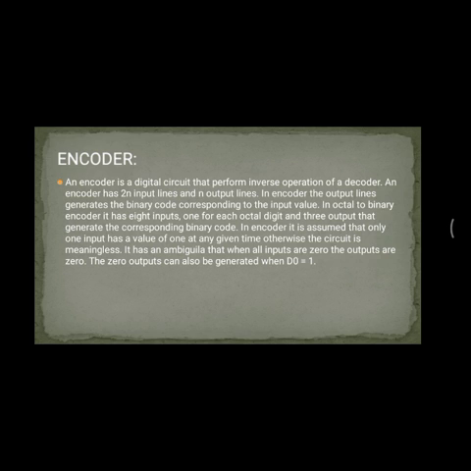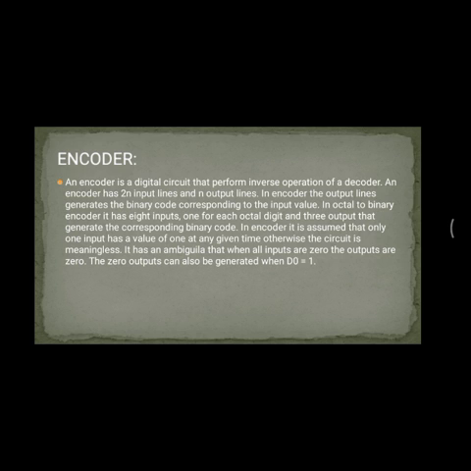In an octal to binary encoder, there are 8 inputs, 1 for each octal digit, and 3 outputs that generate the corresponding binary code. In an encoder, it is assumed that only one input has a value of 1 at any given time. Otherwise, the circuit is meaningless. It has an ambiguity: when all inputs are 0, the outputs are 0. The 0 output can also be generated when D0 equals 1.